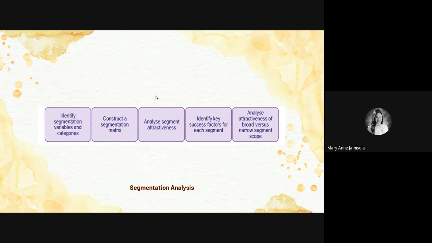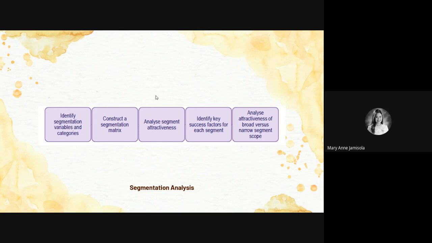The third step is to analyze the segment attractiveness. So the segmentation matrix could be used to evaluate profitability and performance of each of the segments. The interrelationship between various segments, let's say distribution channels or similar products, must also be considered while analyzing segmental attractiveness.